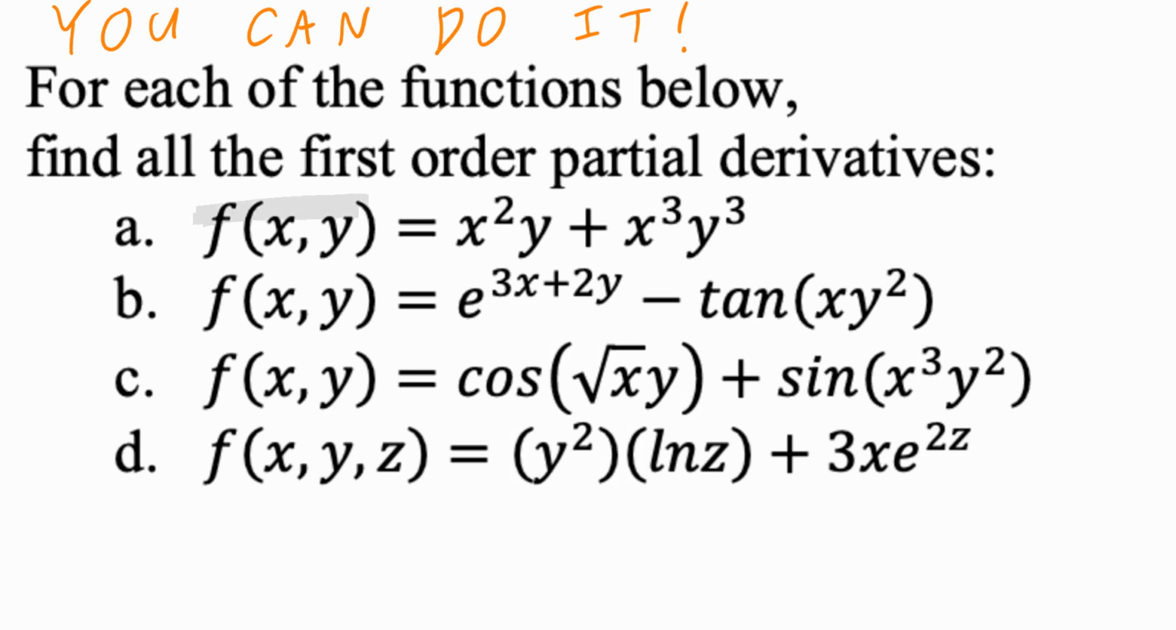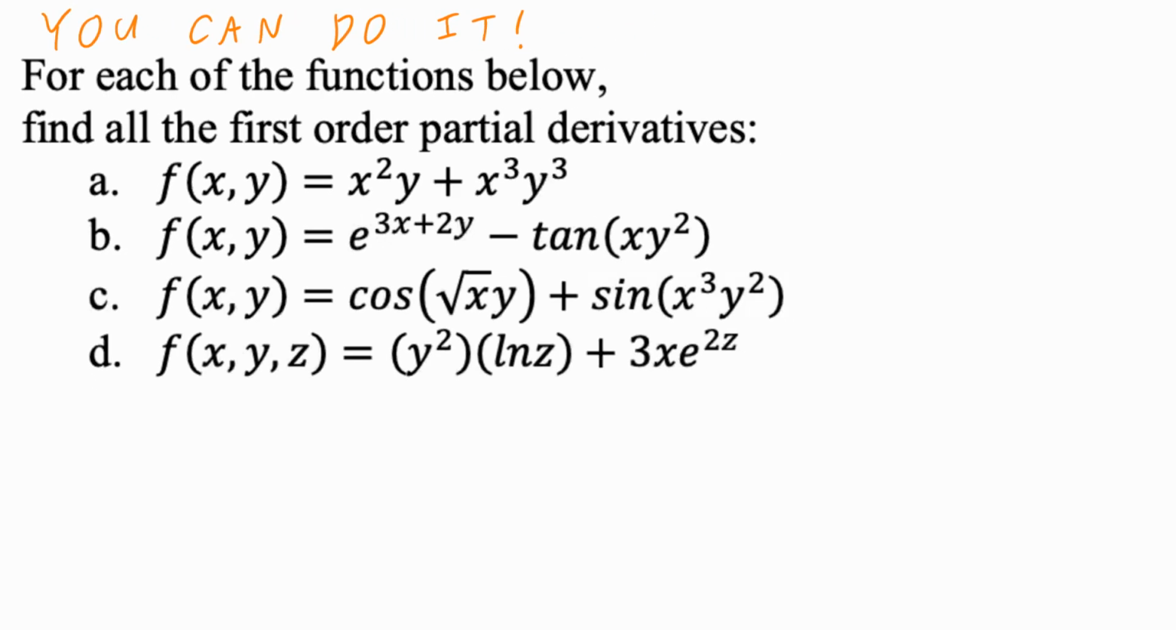So again, by inspection, notice f is a function in terms of x and y. So again, when you see f in brackets x comma y, this means the function f is expressed in terms of x and y. Now, here's the first part of the answer.